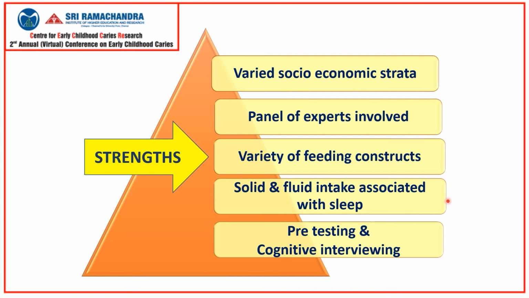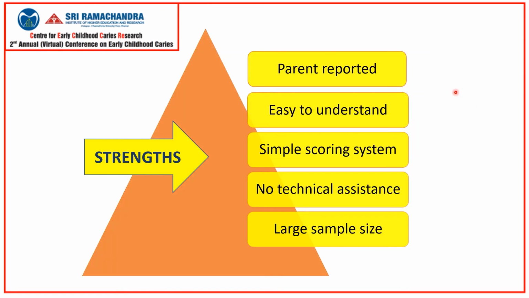And pre-testing and cognitive interviewing, which are important vital steps during the development phase, were a part of the FeAST scale development. It was parent reported, easy to understand, with a simple scoring system requiring no technical assistance for recording it. And the sample size was also large, about 527, which was considered for the calculation of the ROC analysis.